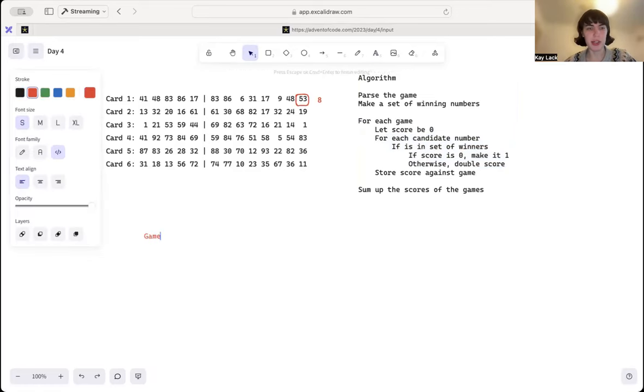So here, we've got a game. Just think about the objects now. We've got a game which is going to have winning numbers, let's call them winners, which is a set of ints. And candidates, which is going to be a list of ints, not a set, because they may have duplicates in it. And then we're going to have a calculate score, which is going to be this algorithm. Then I don't think we really need state, it's going to be pretty simple.